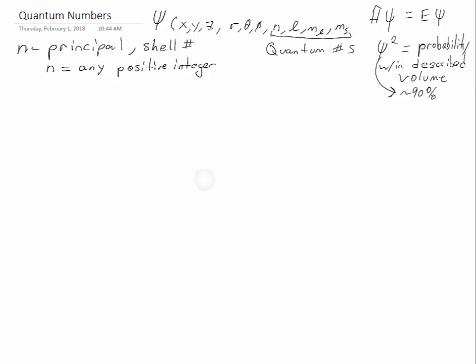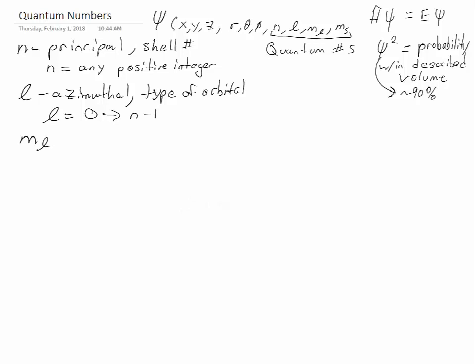The second quantum number, l, is the azimuthal quantum number, which is associated with angular momentum, but this is the type of orbital. And l can be any number from 0 up to n minus 1. Again, sticking with integers.